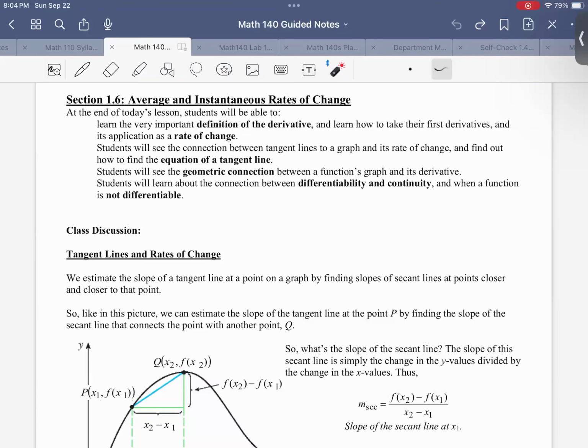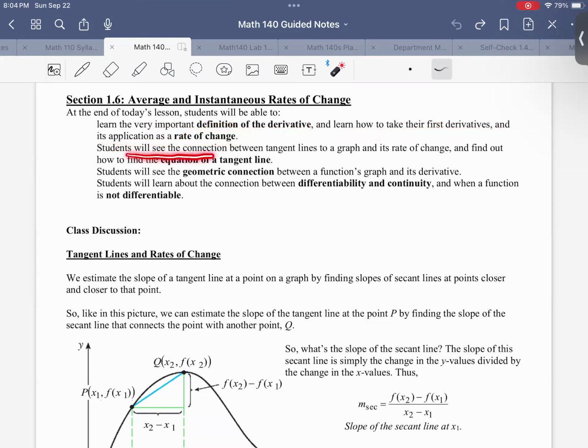Hi, everybody. Welcome to section 1.6, discussing average and instantaneous rates of change. At the end of today's lesson, students will be able to learn the very important definition of a derivative and learn how to take their first derivatives and its applications as rates of change.